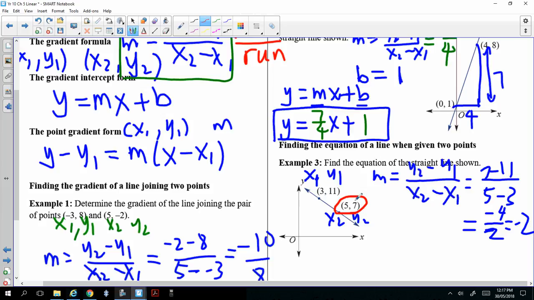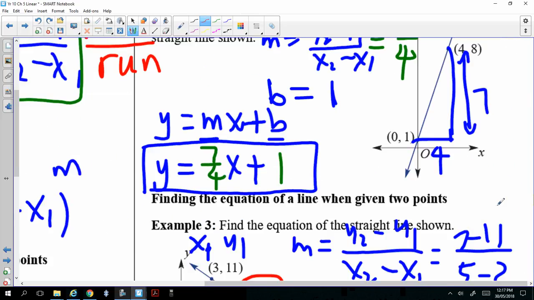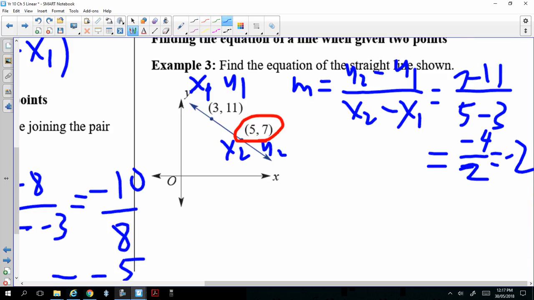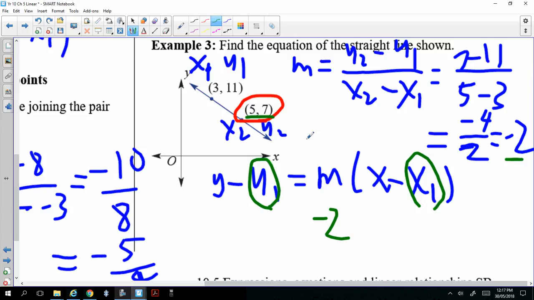Okay, let's do that. Let's write down the formula first. y minus y1 equal to m times x minus x1. And the good thing is that we've already got the gradient, negative 2. And these are exactly the point you just chose, 5 and 7. So you do y minus 7 equals negative 2 times x minus 5. The y and x here don't change; just y1 and x1 have to be substituted.